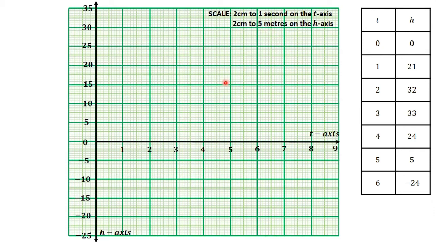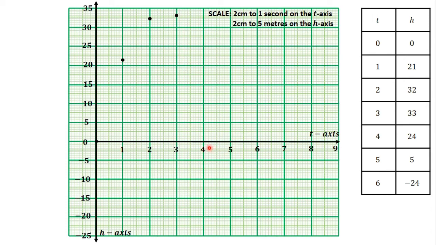Let's plot the points. The first point is 0, 0. So we have 0, 0 here. The next point is 1, 21. So 1 on the t-axis and 21 on the h-axis, which fall on this point. The next one is 2, 32. So 2 on the t-axis, 32 on the h-axis, which fall on this point. The next one is 3, 33. So 3 on the t-axis and 33 on the h-axis, and it falls on this point.